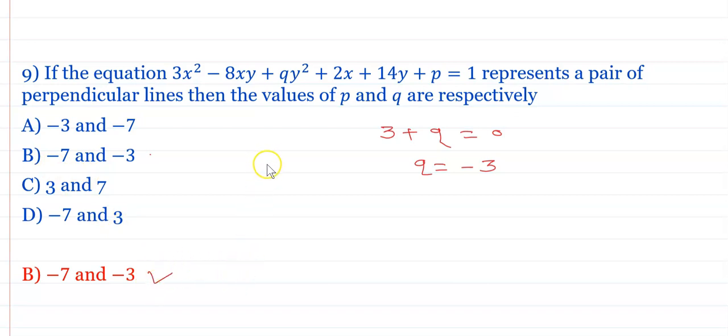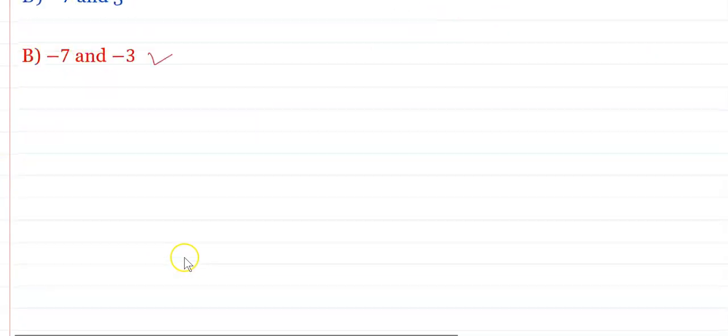Otherwise you can find out by using the determinant formula or the ABC method. You can find it that way too, but rather than doing long calculations, by using the elimination method you can have the value of q as minus 3. Then q is minus 3, and the option is B. Therefore the option B is the correct one. Now the next question.